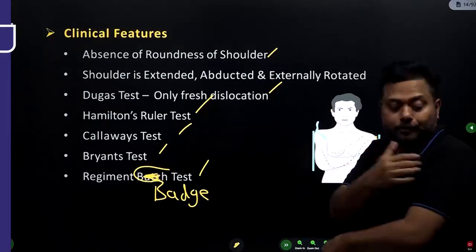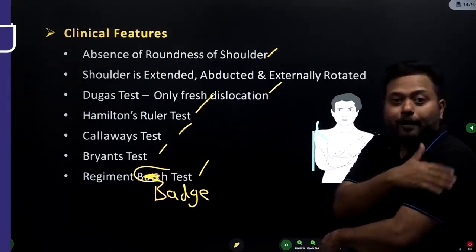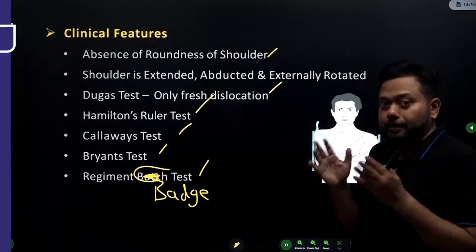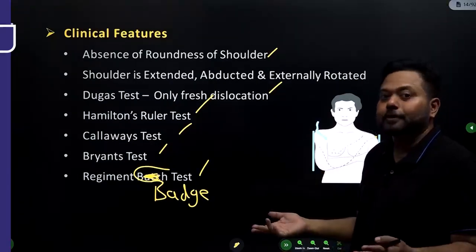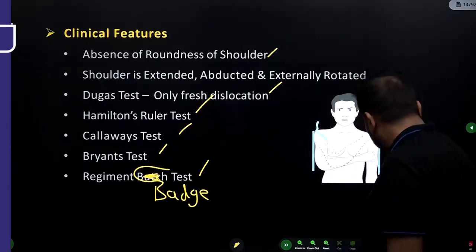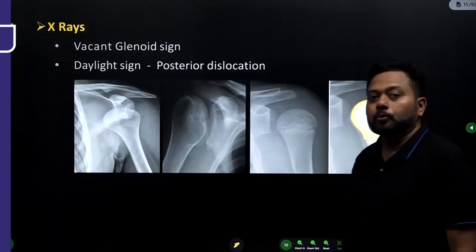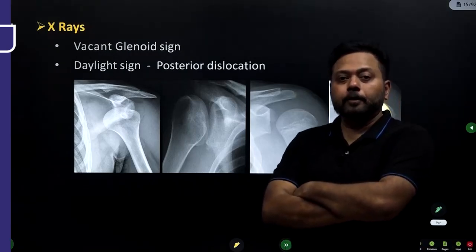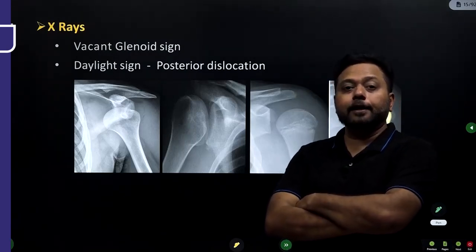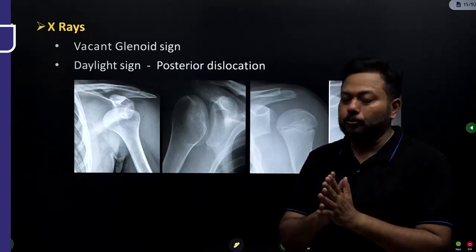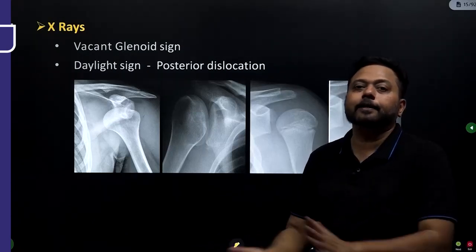Regiment, army officers, regiments. Usually they have the regimental badge over the deltoid. In that area, since the axillary nerve is compressed, there is loss of sensation, hypoesthesia or anesthesia. That's called regimental badge test. Now, coming to radiological findings: when you take an X-ray, AP view of the shoulder, there is no named sign for anterior shoulder dislocation. It's the commonest dislocation, yet there is no named sign in any textbook.